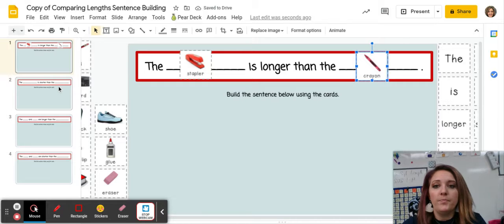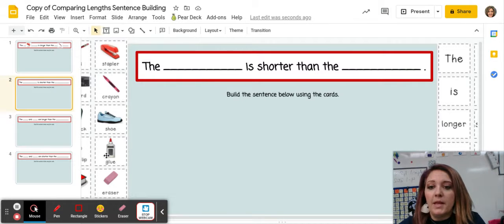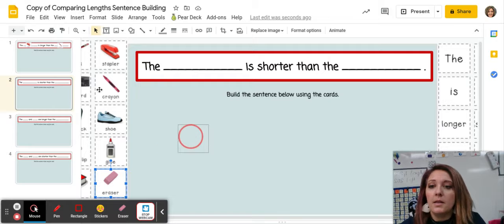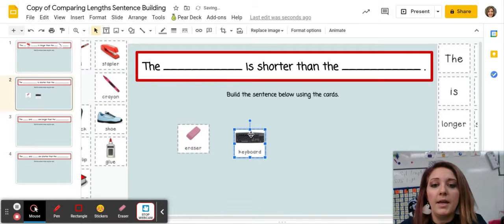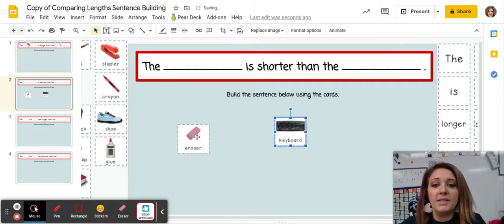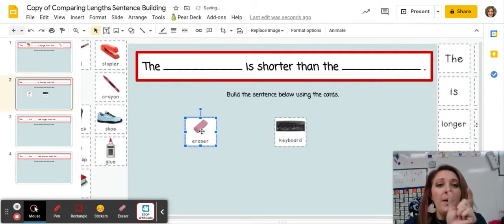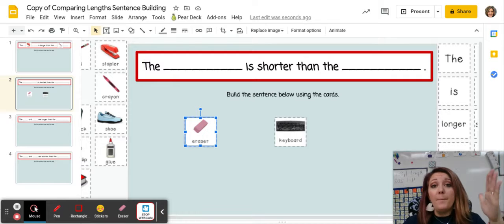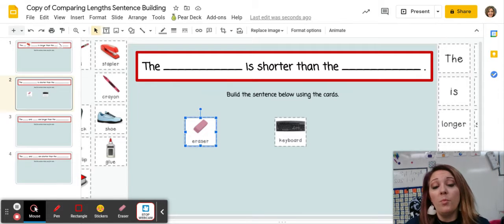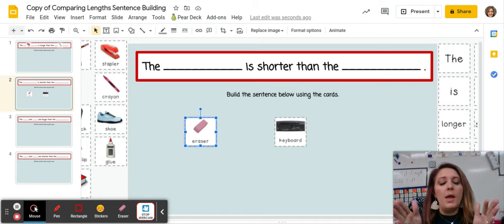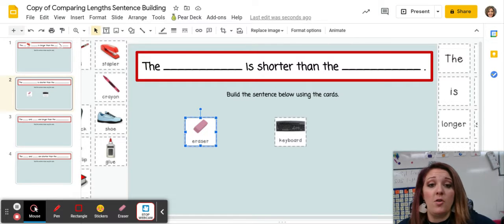Let's try another one. I'm going to get an eraser and a keyboard. All right, so let's think. A pink eraser is about this big. A keyboard, depending on the type of keyboard you have, can be different sizes. If it's a regular keyboard, like what you have for a desktop at home, it's about this big. That's bigger than my screen. If you are using a Chromebook or laptop, it might be a little bit smaller. But an eraser is very small. So my keyboard is going to be longer than my eraser.